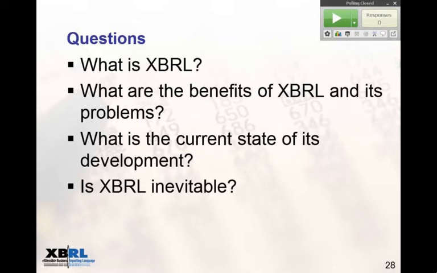Where are we in current development? XBRL version 2.1 is out. Maybe 10,000 companies have reported it. Is it inevitable? Some standard of electronic reporting is inevitable. Is it XBRL? Most likely, because once the government puts things in rules, it's very difficult to get it out.